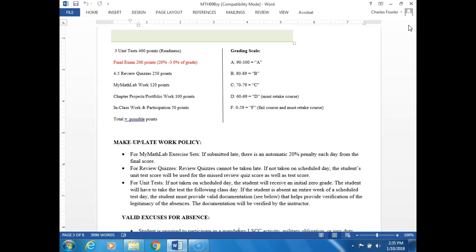For unit tests, if not taken on a scheduled day, the student will receive an initial 0 grade. The student will have to take the test the following class day. I really don't like that too much either. If the student is absent the entire week of the scheduled test day, the student must provide documentation. Okay. Let's take them on the day that they're scheduled. If not, come see me during office hours and I'll administer it to you. Okay? That way we don't lose another class day. None of this monkeying around. We'll just work it out. Okay? All right.